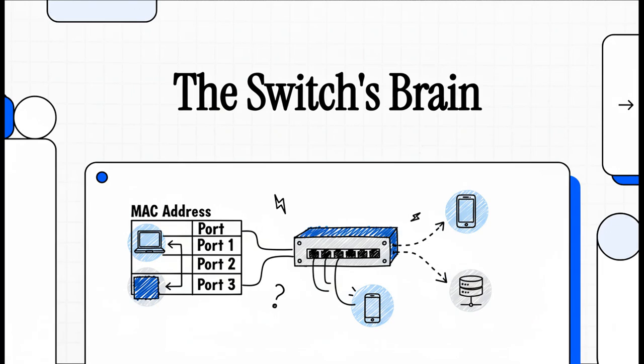You ever think about how your computer sends a file to just one specific printer on your network without bugging every other device? It's not magic, but it's pretty close. It's all thanks to a really simple but brilliant system inside every network switch. So today, let's dive deep and explore the switch's brain, the MAC address table.